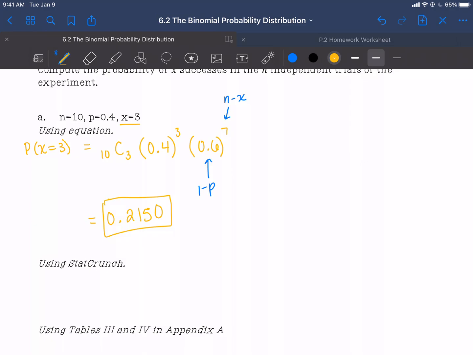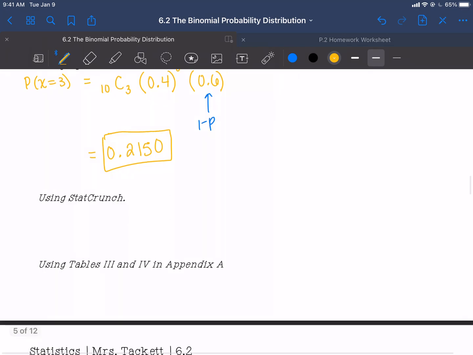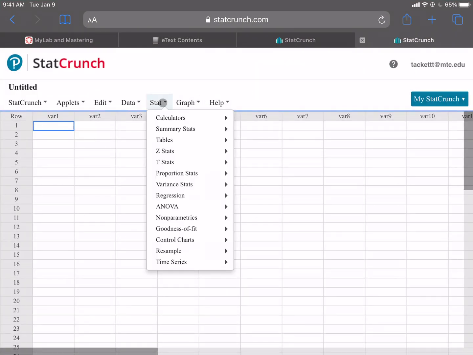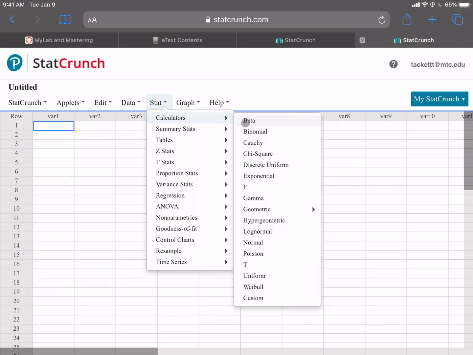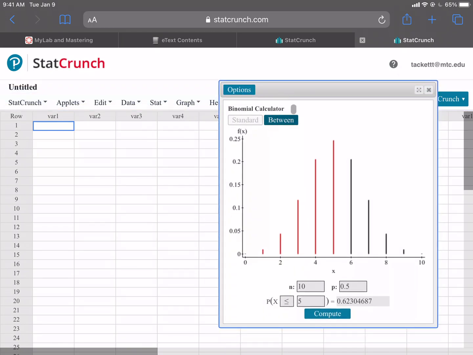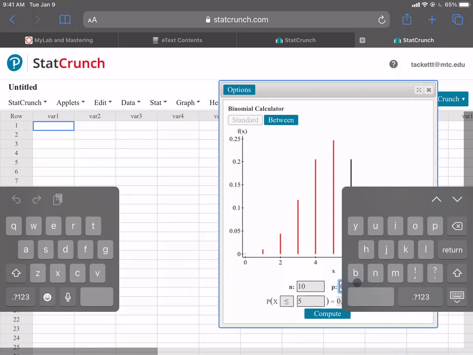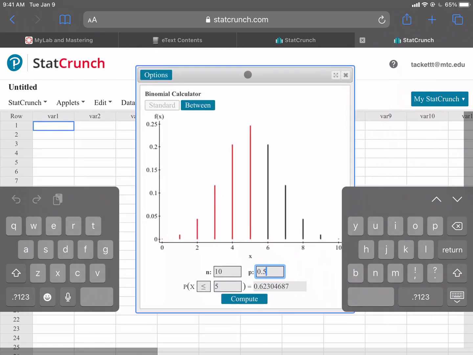If we are doing this in StatCrunch, I'll go ahead and write here, we're going to go to Stat, we're going to go to Calculators, and we're going to go to Binomial. So you're just opening up StatCrunch with no data in it. We're going Stat, Calculators. Notice there's a whole bunch of different types here. We are working with binomial today. So n is 10. Our p is 0.4.